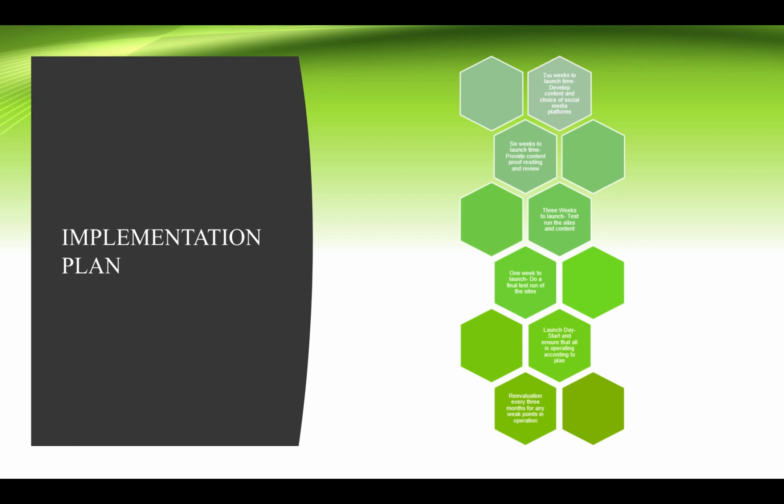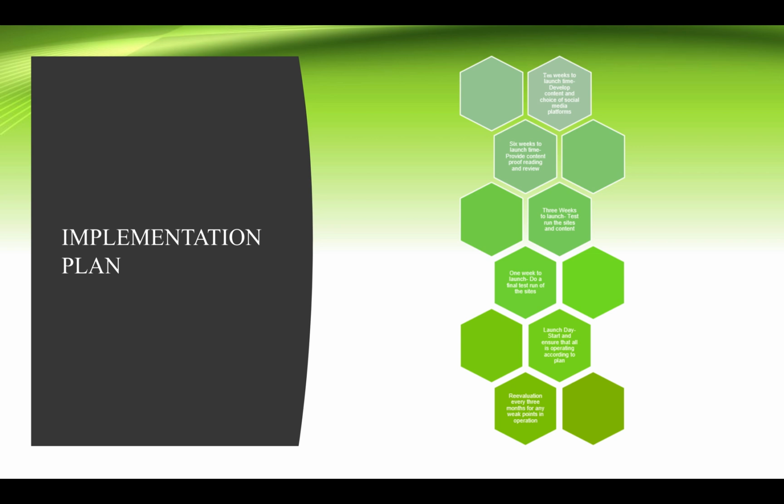Then we will look at our implementation plan. After we have devised all these things, we will look at the implementation plan, and I believe the implementation plan will take 10 weeks to launch. This will entail developing content and the choice of social media platforms, which is already in progress. In week 6 to the launch time, we will provide content proofreading and review. In week 3 to the launch date, we will test run the sites and we will check the contents.